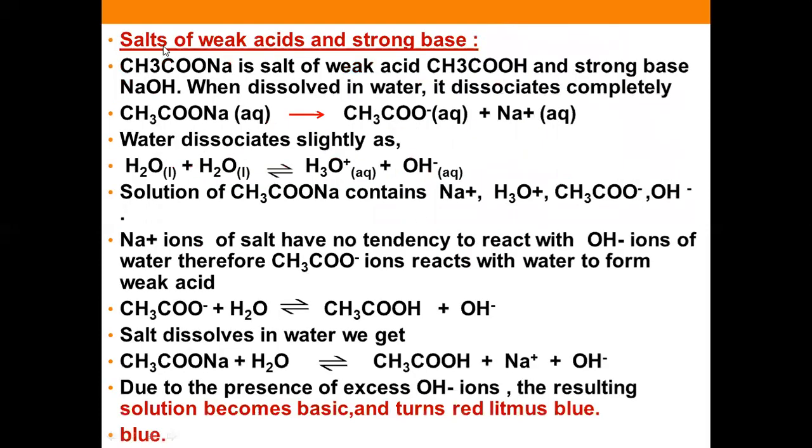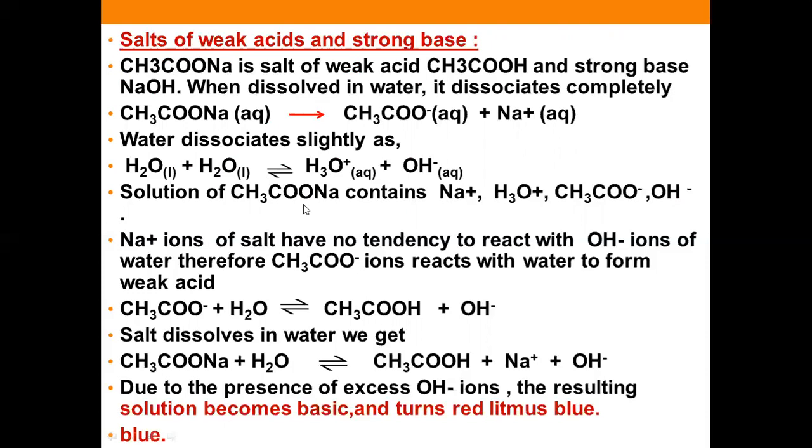Next point, the third: the salt of weak acid and strong base. What is the salt of weak acid and strong base? Sodium acetate is a salt of a weak acid like acetic acid and a strong base, sodium hydroxide. When this salt is dissolved in water, it dissociates completely. This sodium acetate dissociates completely, and we get acetate ions plus sodium ions, Na+ ions. The water dissociates slightly. That means 2 molecules of H2O dissociate into H3O+ and OH- ions.